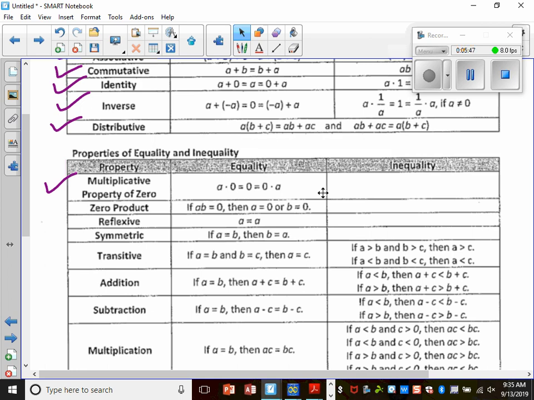Symmetric. A equals B and B equals A. What does that mean to you?